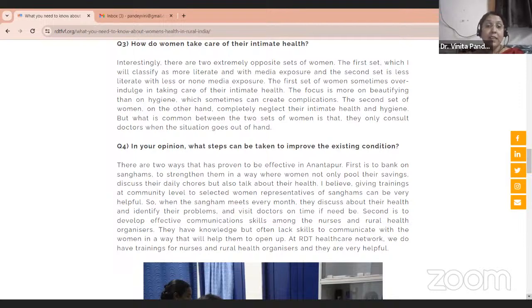And second, what is she saying? Develop effective communication skills. Because when you are communicating about the schemes or the problem or the concern, whoever is the care provider, she can be a nurse. So communication skills among nurses and rural health organizers and workers. They have knowledge. See what a beautiful point she's making. They have knowledge, but often lack skills to communicate with women in a way that will help them to open up. So, friends, this is some part of the interview.